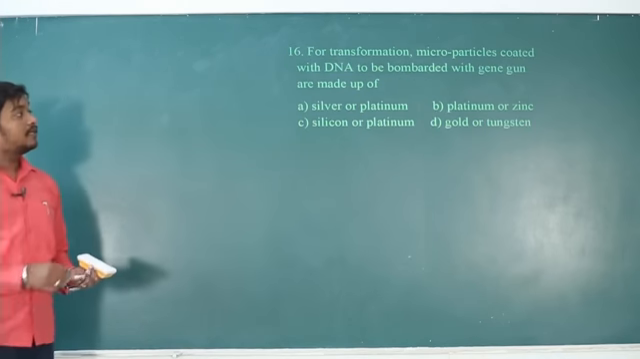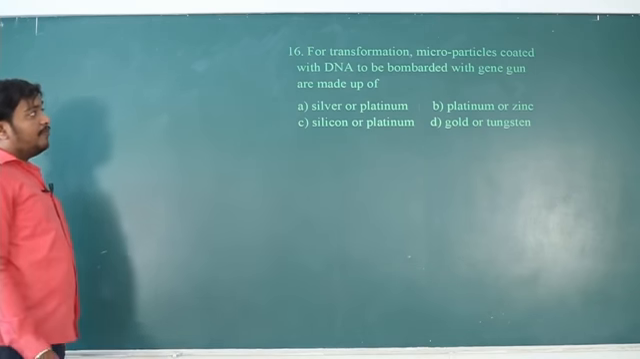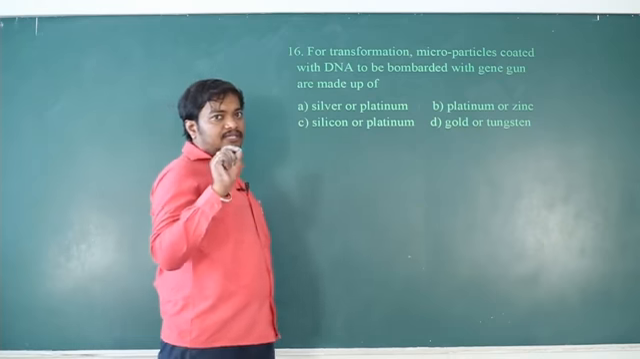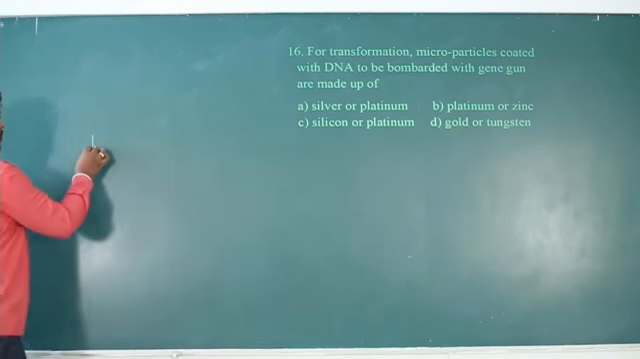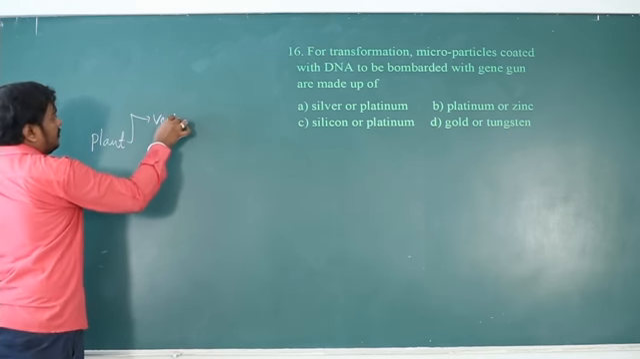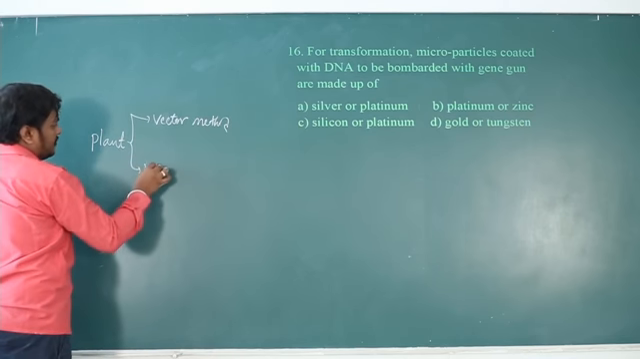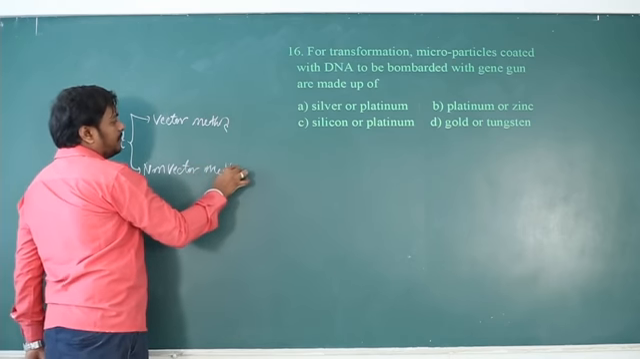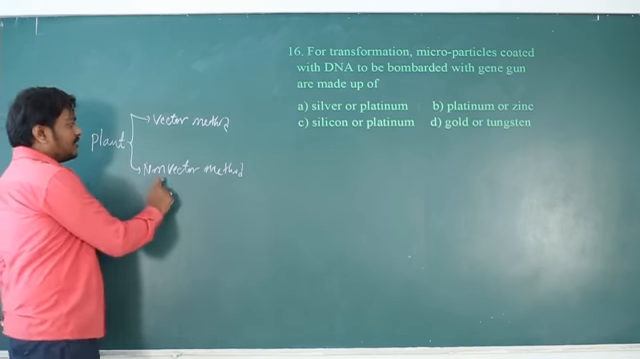So for the transformation, microparticles coated with the DNA to be bombarded with a gene gun are made up of. So it is a type of transfer of desired DNA or desired gene into a plant cell. So there are two methods to make the plant a transgenic plant. One is the vector method, another one is the non-vector method. So into the plant cell we can deliver the desired gene by two means.